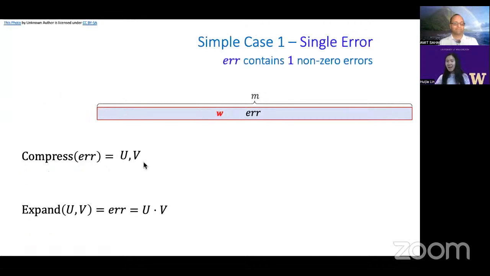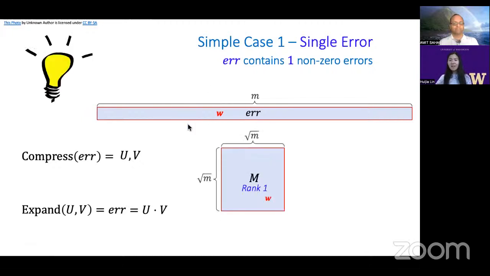To illustrate the idea behind compression, let's start with a very simple case where the error vector is so sparse that it contains only a single non-zero error, w. It is somewhere inside this very long vector. Our idea is that we can somehow convert this error vector into a square root of m by square root of m matrix. Any conversion is fine as long as it forms a bijection. And now this single non-zero error element is going to land somewhere in the matrix, and everywhere else in the matrix, it has entry 0. So this means that this is an extremely low rank matrix, in fact, just rank 1.